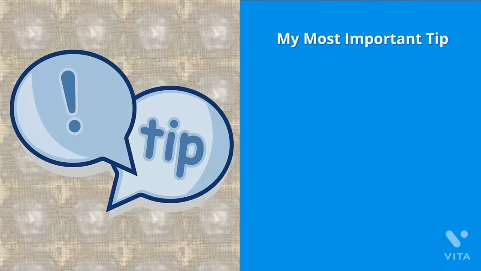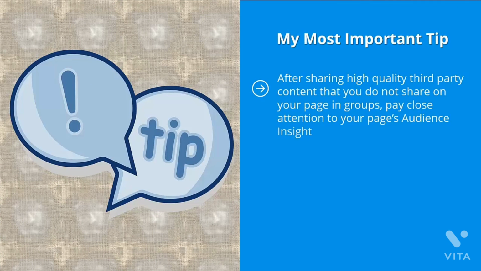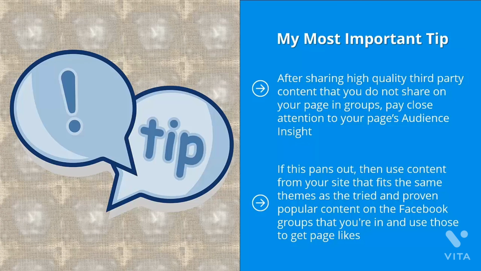My most important tip: after sharing high-quality third-party content that you do not share on your page in groups, pay close attention to your page's audience insight. Find your most popular piece of content. Look for third-party content that is similar to that and see if you get a lot of positive engagement when you share that material. If this pans out, then use content from your site that fits the same themes as the tried and proven popular content on the Facebook groups that you're in and use those to get page likes.